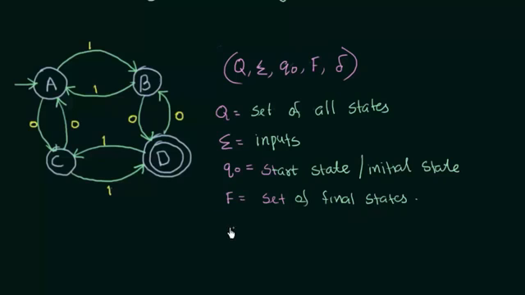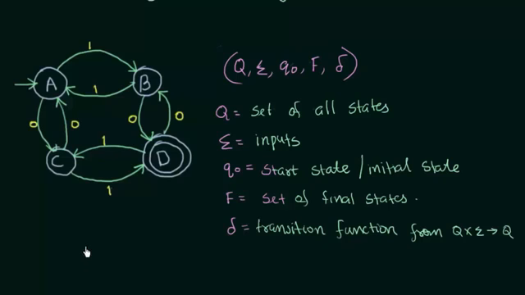Alright. And the last one is del. So what is del? Del is a transition function that maps Q cross sigma to Q. Don't worry, even if you don't understand, this will become clear when I take the example. I will be showing you in the example.